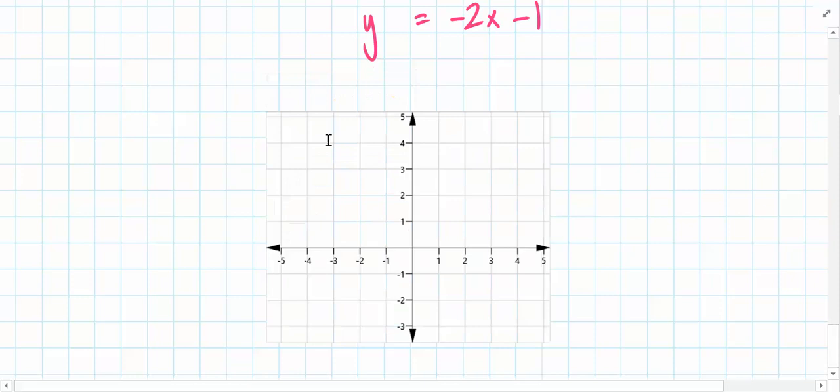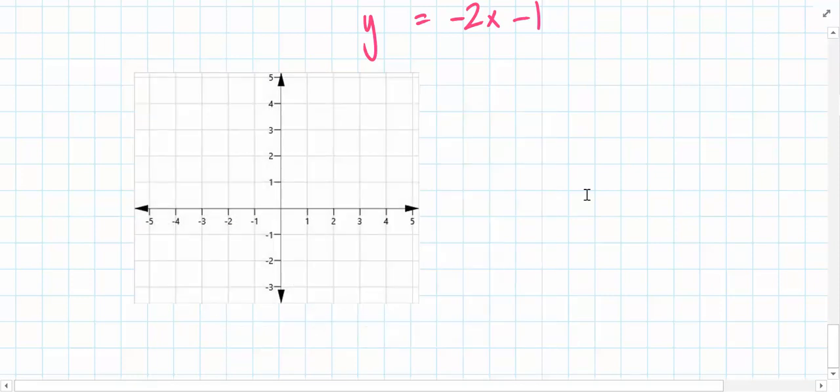Okay, negative 2x plus 1. What should I do first? Go up 1. Very good. That's my intercept. Then what? Down 2 from there and go over to the right 1. So notice that I have a negative slope of negative 2 right there, and the intercept is 1. Okay, ladies and gentlemen, here you go. This is box number 8.